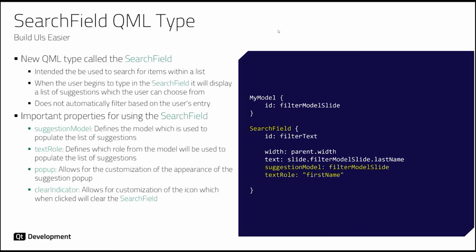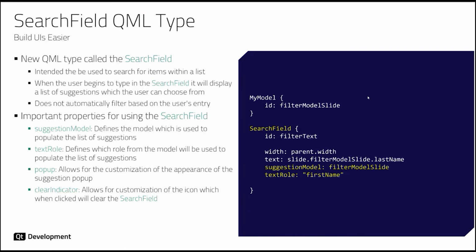But there are a few different properties here as well that are important for the search field. The first of which being the suggestion model. This defines the model which is used to populate the list of suggestions. So that will be what is displayed as you're typing within the search field. And then we've got a text role that can be used to define the role from the model that's going to be used to populate the suggestions, as well as popup and clear indicator.